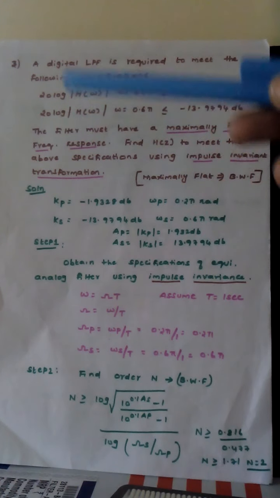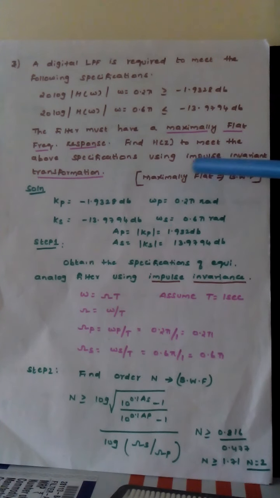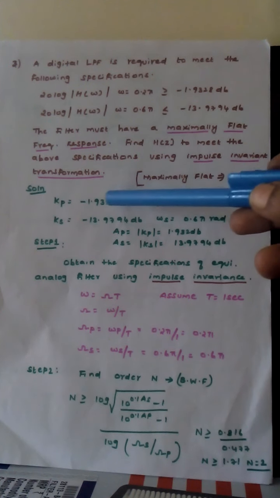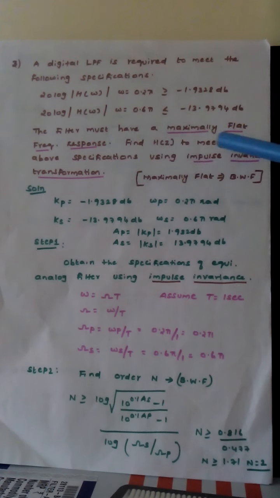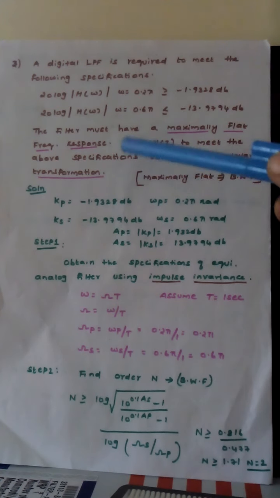So the first problem here was done with the bilinear. Here they have given impulse invariant that we have to do. One more thing they gave: the filter must have a maximally flat frequency response. Maximally flat frequency response is nothing but a Butterworth filter. So here we have to choose a Butterworth filter, and for the transformation we have to use the impulse invariant transformation.